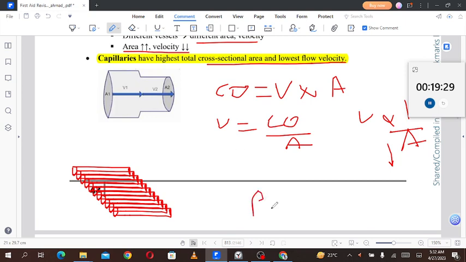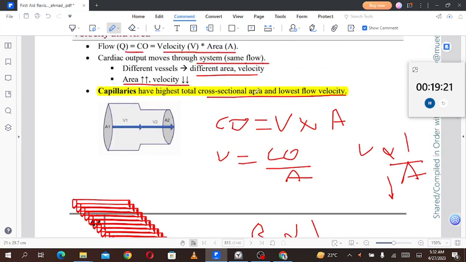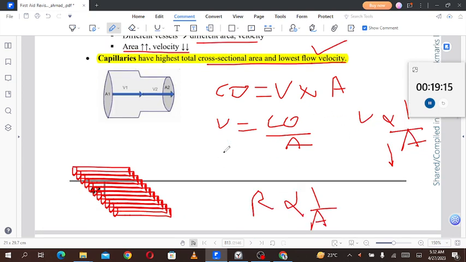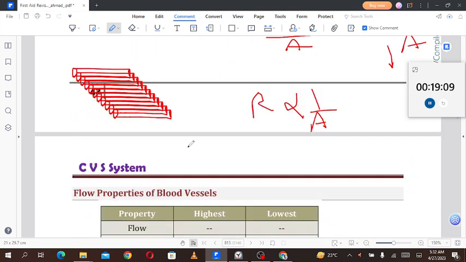Resistance is also inversely proportional to the area. So there is the least amount of resistance in the capillaries. On top of that, there is the lowest flow velocity as well, because velocity is also inversely proportional to the area. We need the slowest velocity because the capillary is the area of exchange of material between the organ and the blood.